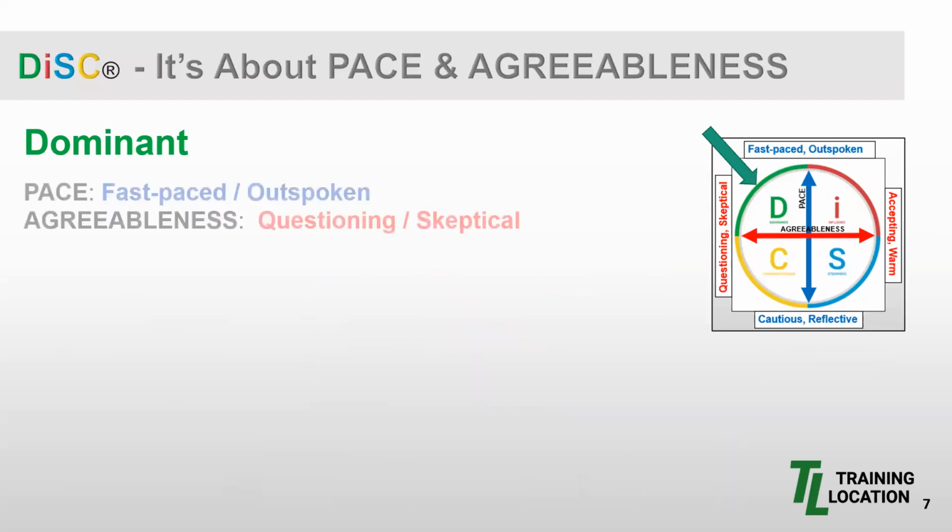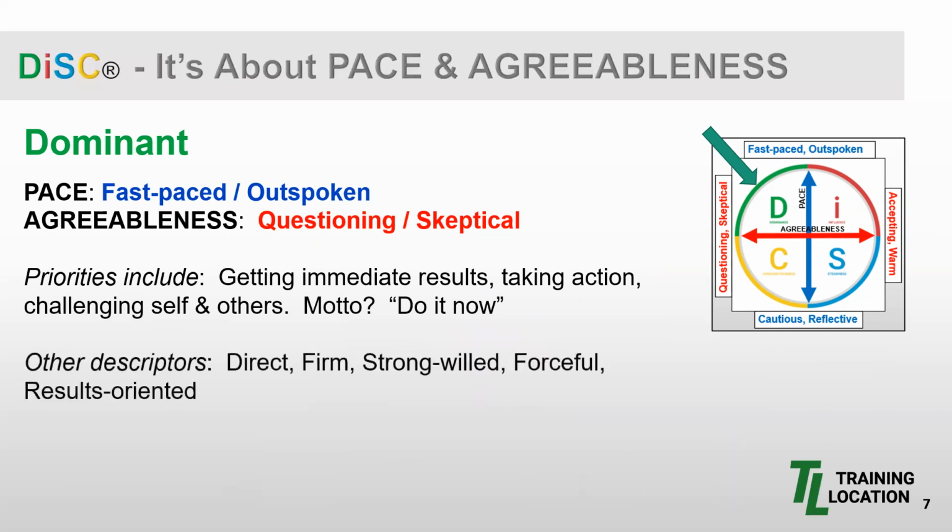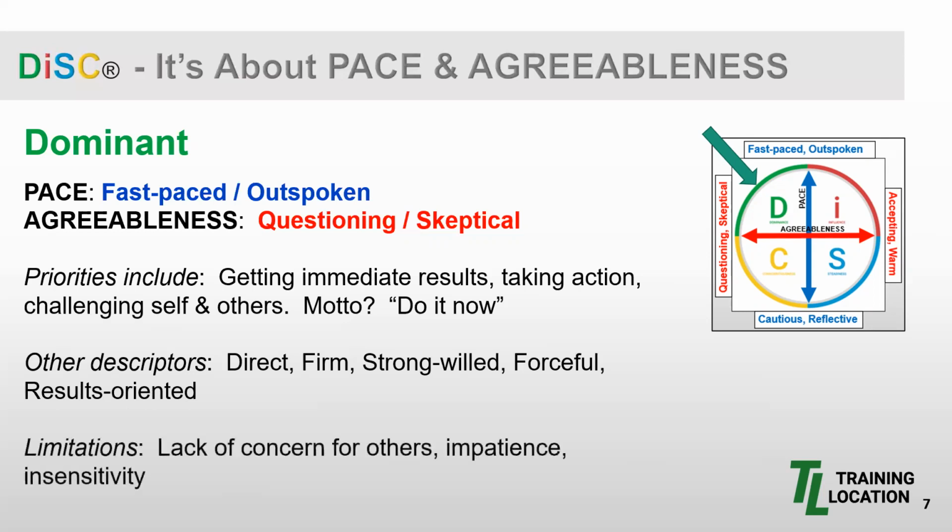First, we have dominant. Here's our continua of the pace and agreeableness of the D. Their priorities include getting immediate results, taking action, challenging self and others. If they had a motto, it would be do it now. Other descriptors to help you form this model in your head include direct and firm, strong-willed, forceful, results-oriented. If there are limitations, the D can appear to have a lack of concern for others and maybe a little bit of impatience and or insensitivity just in their approach.